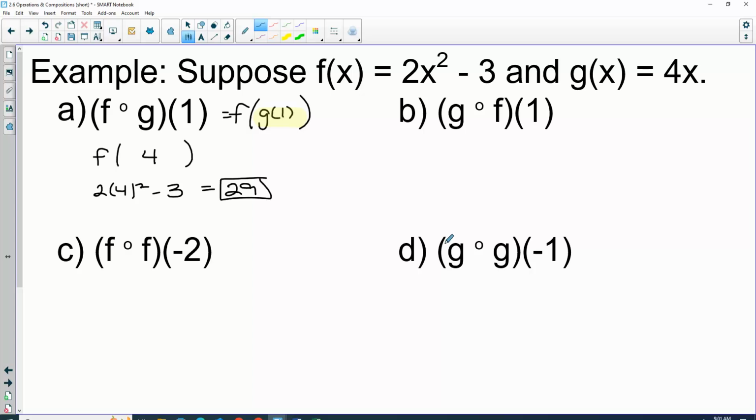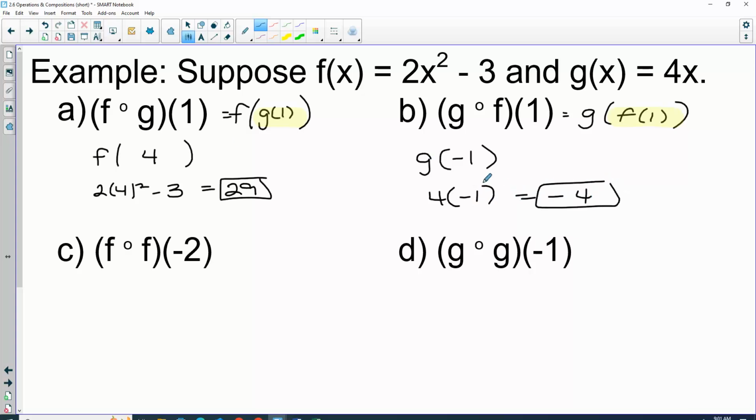What's different on B? The opposite. You do f of x first and then g of x. So we start on the inside. F of 1. If you put a 1 into f, what do we get out? Then you put a negative 1 into g, we get negative 4. So you can see the order matters. Because I flipped the order, I got 2 different answers. So you do have to make sure you're starting with the correct function.